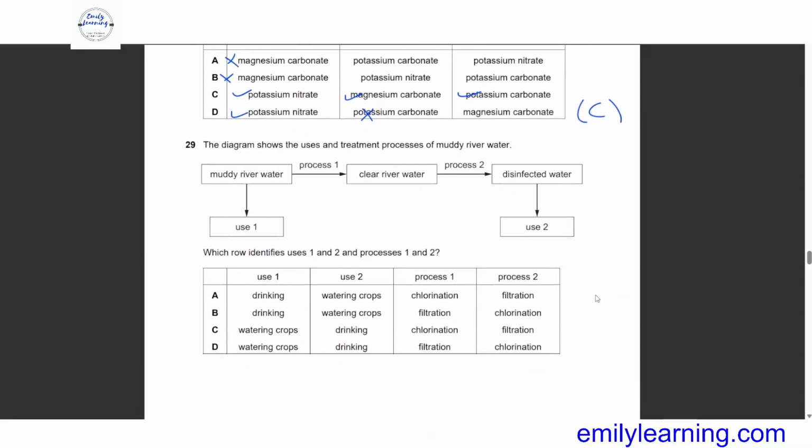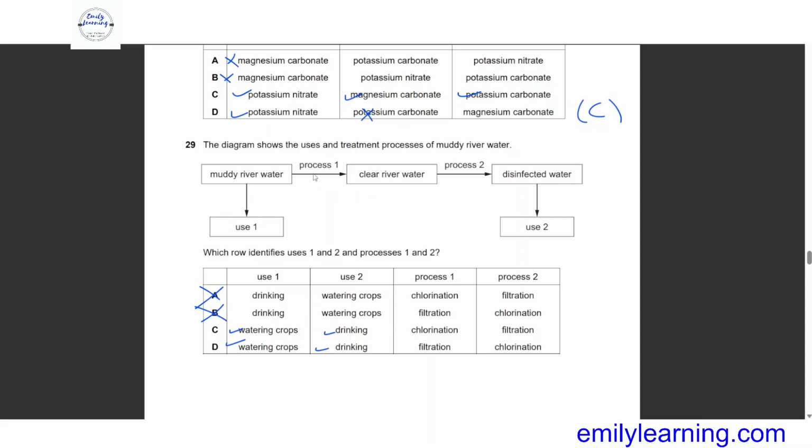Now moving on to 29, the diagram shows the use and treatment process of muddy river water. So for the muddy river water, you need to make it into clear river water. Then after that you disinfect it, and then you can use it. So what's the use of the muddy river water? Well, you will never drink muddy river water. You'll use it for watering crops. So it's either C or D. So we have eliminated A and B. So next, use 2, you have disinfected the water because you want to drink.